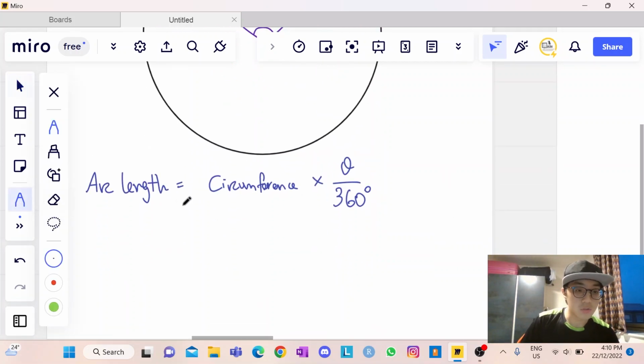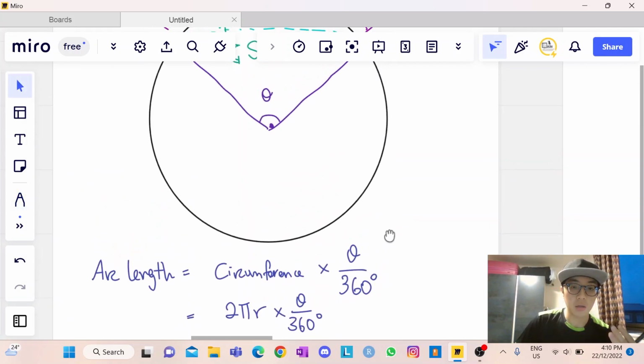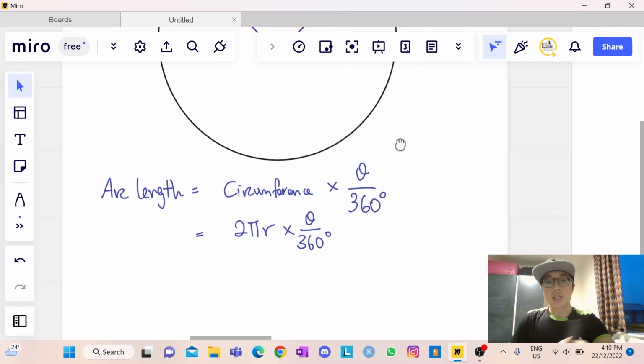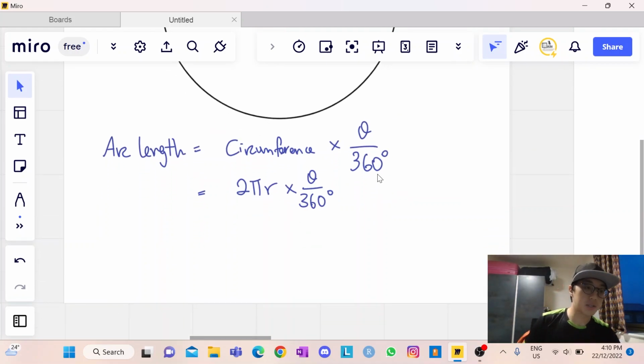So this is the formula for arc length, which turns out to be equal to 2 pi r multiplied by theta over 360 degrees. It's just that simple. To calculate arc length, this is the way, and it's easy because it's just some fraction of the whole circle. You get how to see it, so you don't need to actually memorize it.